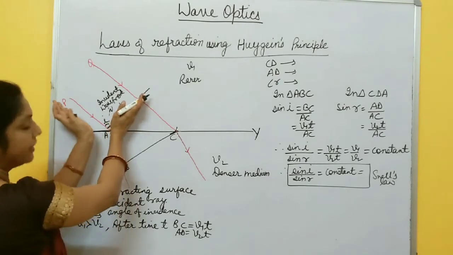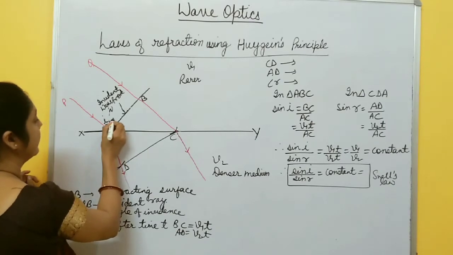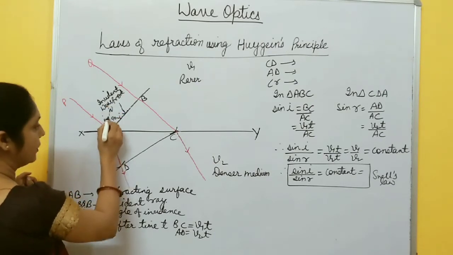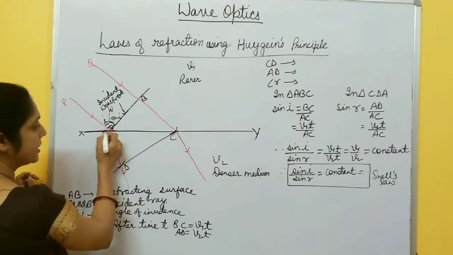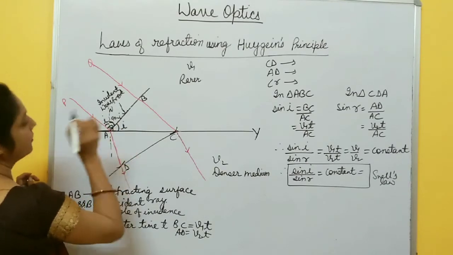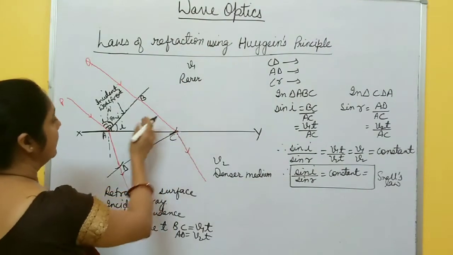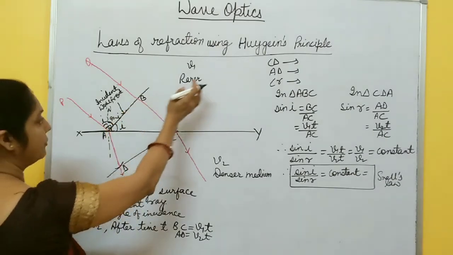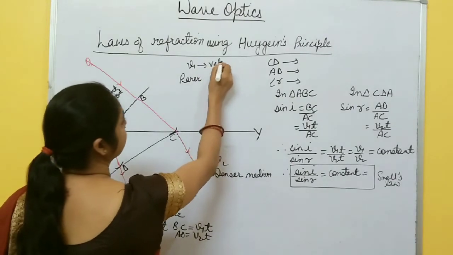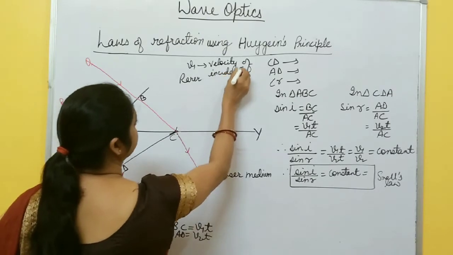One more thing, if this is angle i, this whole is 90 degree, right? Both this wavefront and rays are perpendicular to each other. So this angle becomes 90 minus i. And again normal is perpendicular to the surface. This whole is 90 degree and this one is 90 minus i. It means this angle is i, angle of incidence, right? Now also suppose that this incident wavefront is moving with velocity v1 in the rarer medium. v1 is velocity of incident wavefront, okay?